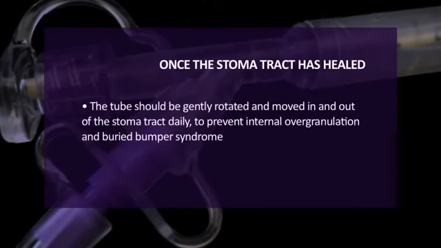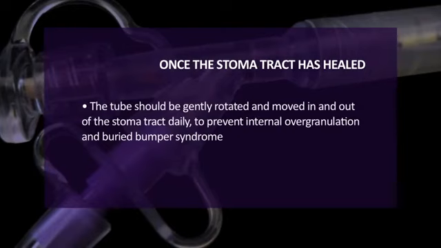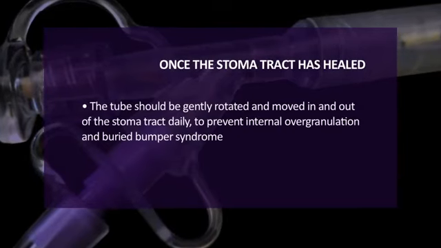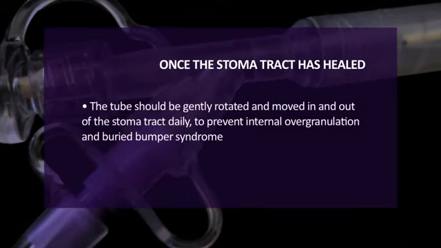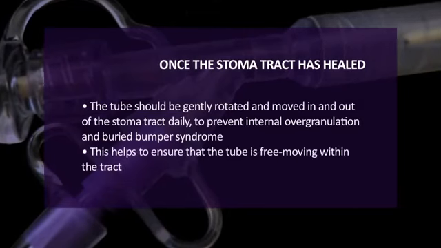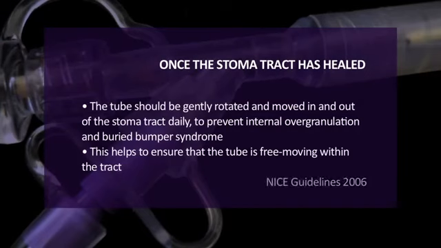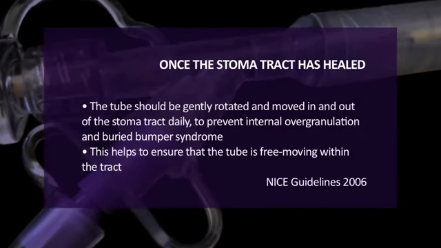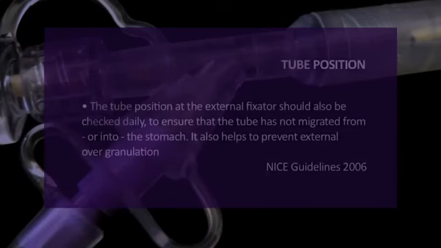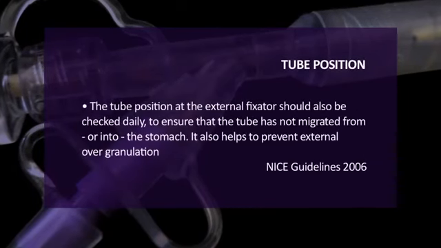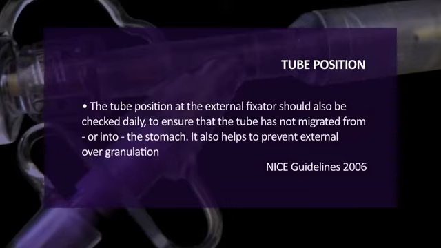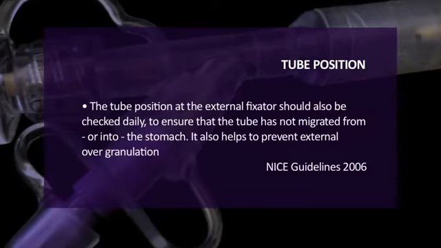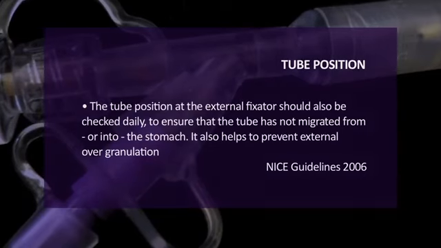Once the stoma tract has healed, the tube should be gently rotated and moved in and out of the stoma tract daily to prevent internal overgranulation and buried bumper syndrome. This helps to ensure that the tube is free moving within the tract. It also allows for atraumatic removal if the tube requires replacement or removal. The tube position at the external fixator should also be checked daily to ensure that the tube has not migrated from or into the stomach. It also helps to prevent external overgranulation.